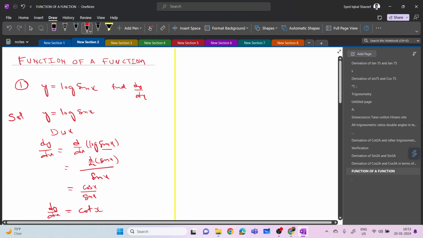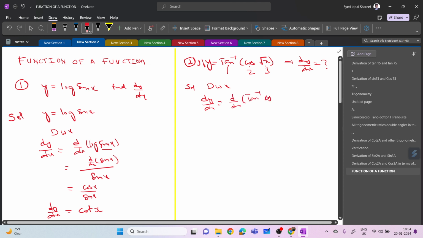Now one more problem. If y equal to tan inverse cos of root x, find dy by dx. What is the value of dy by dx? Here you see function of a function of a function. That means this is 1, this is 2, this is 3. So that means 3 times we have to differentiate. So dy by dx of tan inverse cos of root x.